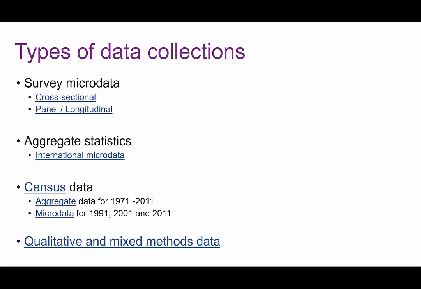So there's survey data, both cross-sectional and longitudinal. We have some aggregate statistics. There's domestic and international macro data, there's census data, so it's aggregate for 1971 to 2011, and microdata for some select years there as well. But today I'm going to be focusing on qualitative and mixed data.